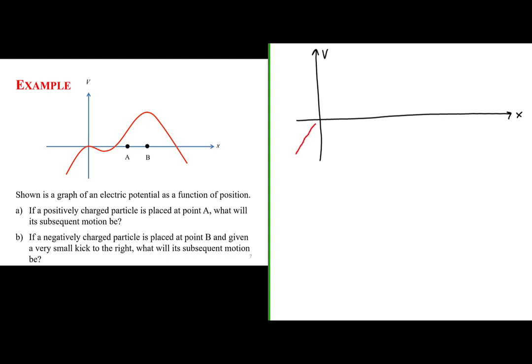Now our potential function looks something like this, where point B is right at the top of the hill there, and point A is right crossing through the middle. So for part A, the question is, if a positively charged particle is placed at point A, so here is our positively charged particle placed at point A, what will its subsequent motion be? In other words, what is it going to do?